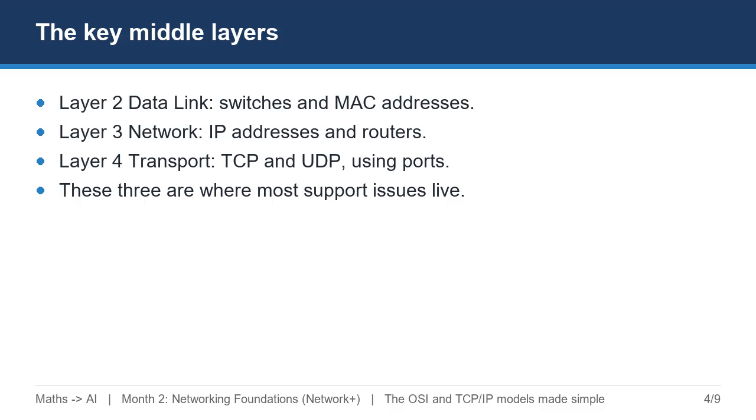3 layers matter most for Helpdesk work. Layer 2, data link, is switches and MAC addresses, moving data on your local network. Layer 3, network, is IP addresses and routers, choosing the path between networks. And Layer 4, transport, is TCP and UDP, delivering data end-to-end using port numbers. Most of the problems you'll troubleshoot live right here.